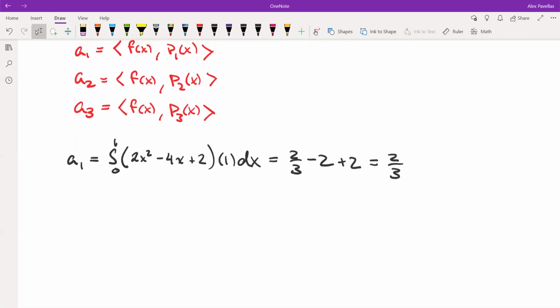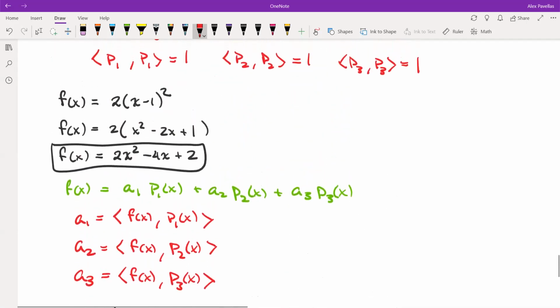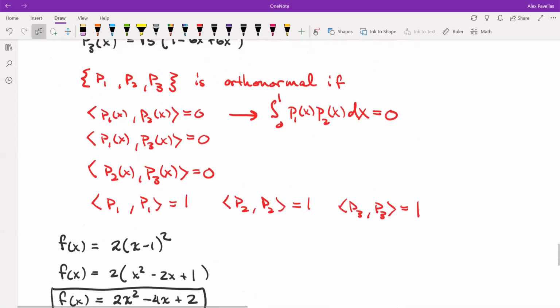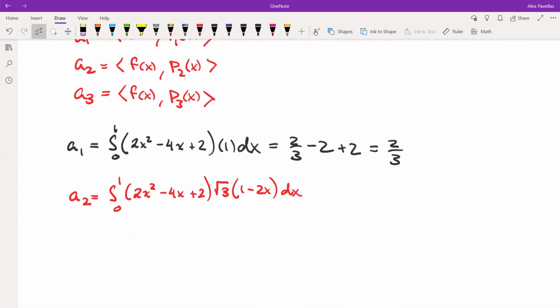All right, so A2 should then be, with this dot product, the integral of our function, 2x squared minus 4x plus 2 times root 3 times 1 minus 2x, because that was our P2 of x. Okay, this one's going to require a little bit more computation, right? Because we got to like multiply everything out before we integrate. So that's fine. I'll do that real quick.